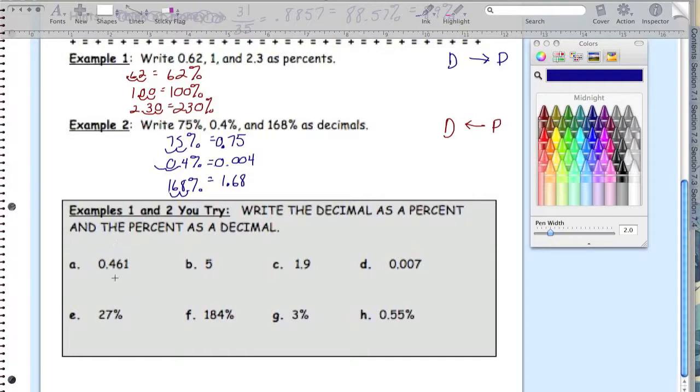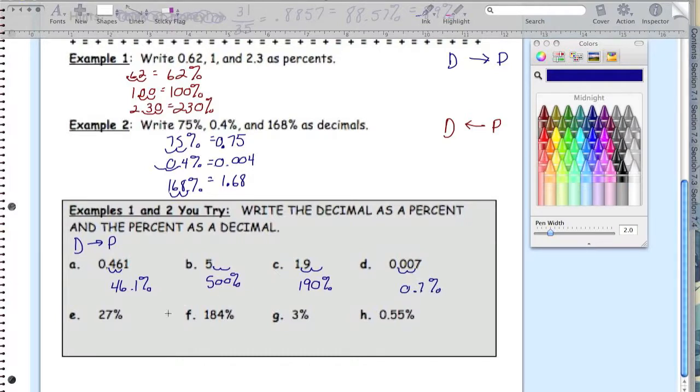All right, examples 1 and 2, just practicing again. So in these, we have decimals, we're turning them into percents. So I'm going to turn this first one 2 places, I get 46.1%. Letter B, 2 places, I get 500%. Letter C, 2 places, I get 190%. And letter D, 2 places, I get 0.7%.